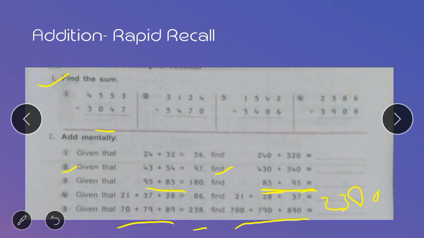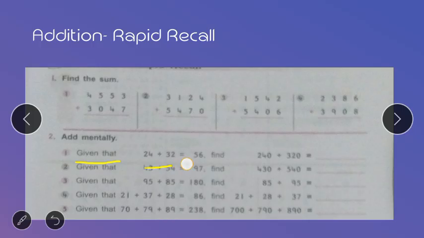7 plus 3, 10. Carry 1. 5 plus 4, 9. Carry 1, 10. 5 plus 1, 6. 4 plus 3, 7. So you will get the sum 7600. Similarly, you have to add the remaining questions. Here add mentally. Given these numbers, 24 plus 32 equals 56. This is given. This is in your question.